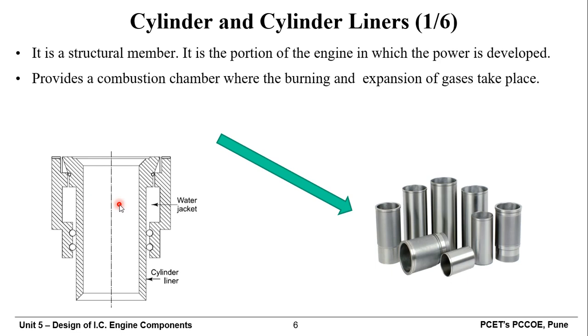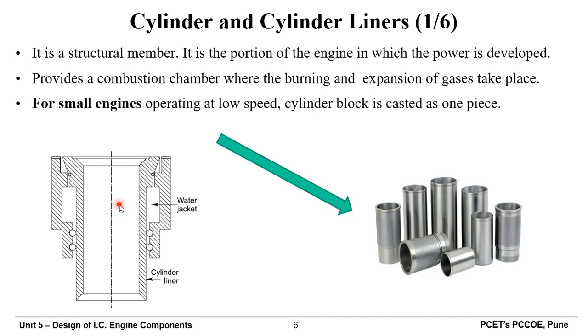Then it provides a combustion chamber where the burning and expansion of the gas takes place, that we just discussed. Then for small engines operating at low speed, the cylinder block is cast in one piece. Take the example of a two-wheeler or motorcycle engine, which are of very small size also. It is cast in a single piece and directly deployed into the applications.